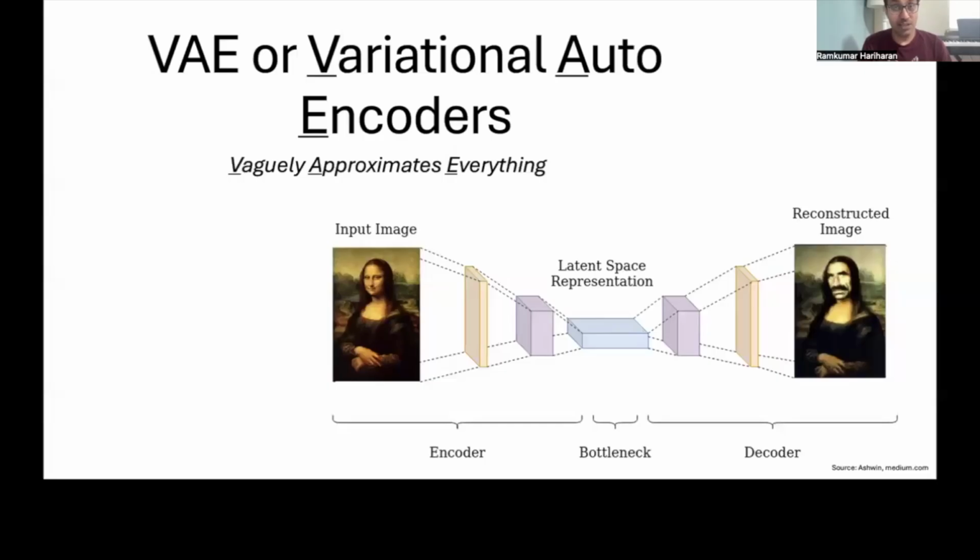VAEs, or Variational Auto Encoders, are a powerful set of generative AI tools. They are actually artificial neural networks that generate new data that is similar to, but not identical to, the data that it was trained on. You can think of them as generative machines that dream up slight variations of the input data.